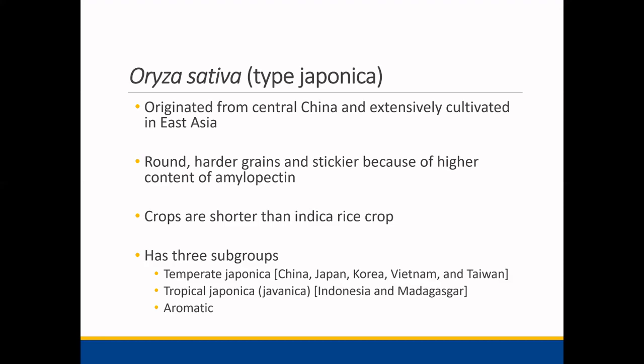they are not long grains. They are round in shape, but a little bit harder than what we have here. And they are also stickier. This is the important character you can use to differentiate: these japonica types are stickier. The reason is that the grains have a higher content of amylopectin. This particular component is the reason for the sticky nature of those types.